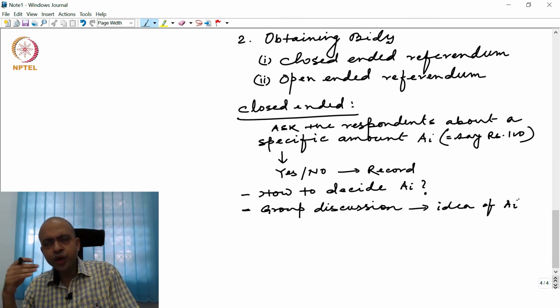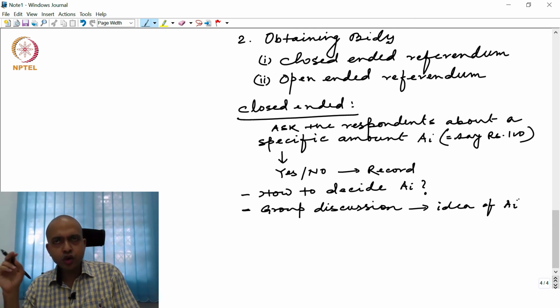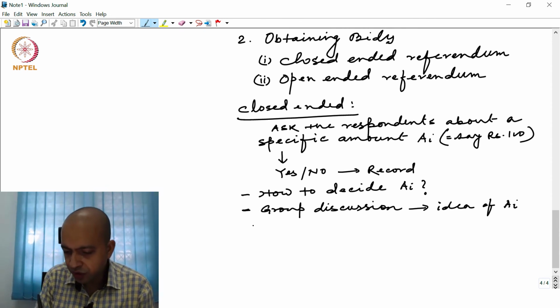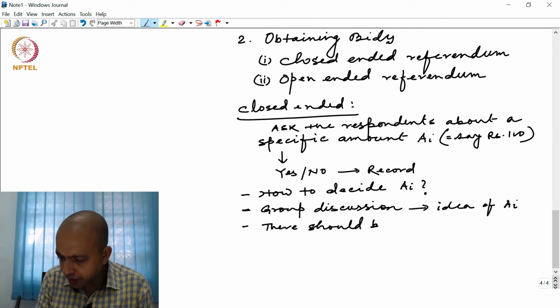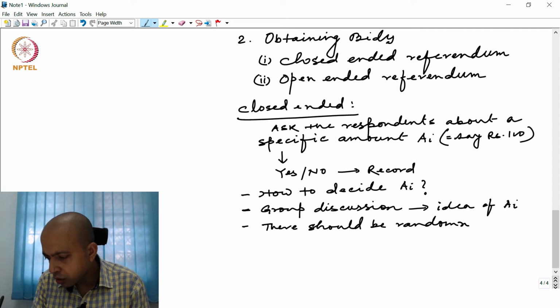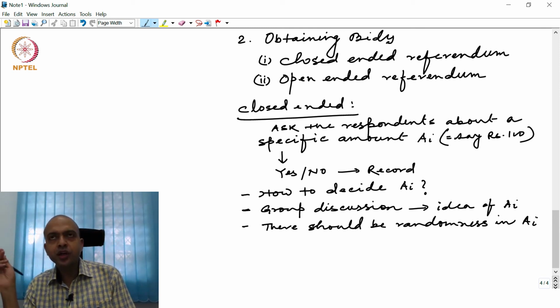And then let's say we are going to survey around 200 households in that particular location. So we should not go and ask the same bid or same amount for each and every household. So that means there should be randomness in the bid. And how will you generate the bid randomly? How will you ask the bid randomly?